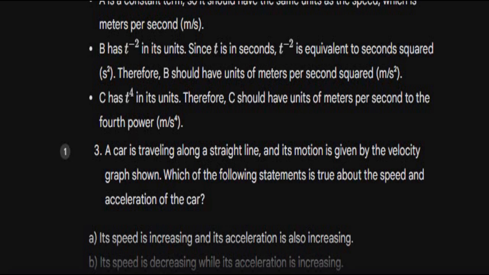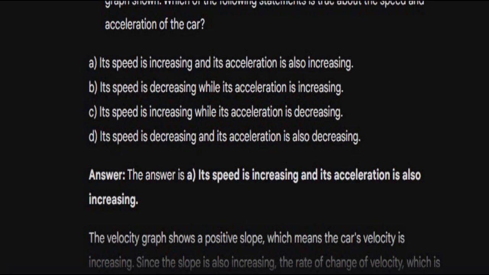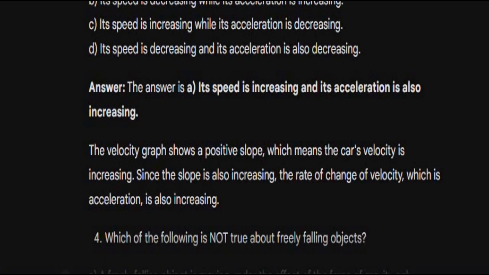3. A car is traveling along a straight line, and its motion is given by the velocity graph shown. Which of the following statements is true about the speed and acceleration of the car? A. Its speed is increasing and its acceleration is also increasing. B. Its speed is decreasing while its acceleration is increasing. C. Its speed is increasing while its acceleration is decreasing. D. Its speed is decreasing and its acceleration is also decreasing. Answer: the answer is A. Its speed is increasing and its acceleration is also increasing.